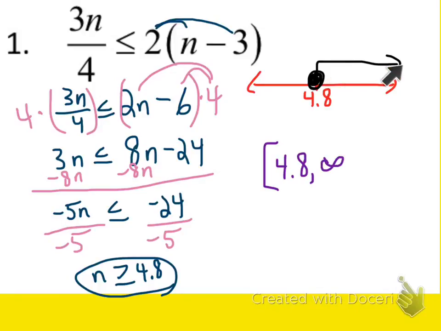You can never get to infinity. Infinity is not a number. It just keeps getting bigger and bigger and goes on and on and on. Since infinity is not a number, we do not put a bracket there since it can't equal that number. It can just approach it. That gets a parenthesis. So this interval notation indicates that the answer to this inequality is all the solutions starting at 4.8 and every solution that's bigger than 4.8.